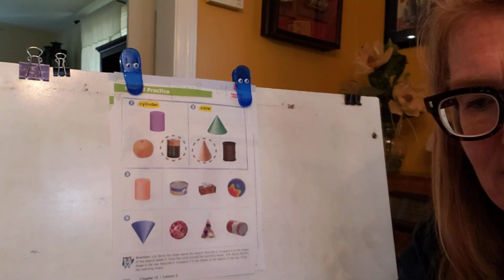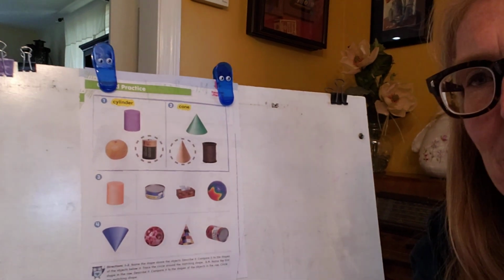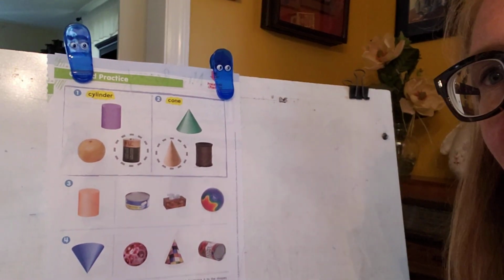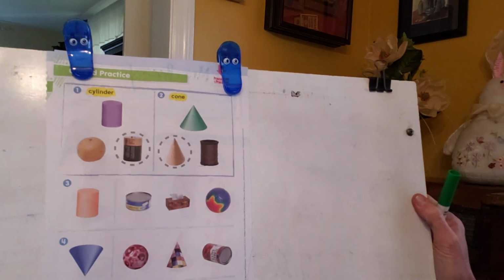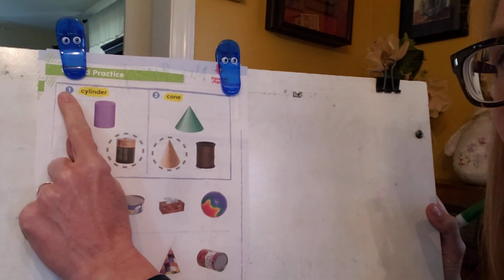All right, now what we're gonna do is we're gonna flip to the next page and take a look up at the top, okay? And I'm gonna turn you this way so you can see, and I'm gonna get you closer to my paper. Okay, so let's take a look at number 1 in the blue circle.